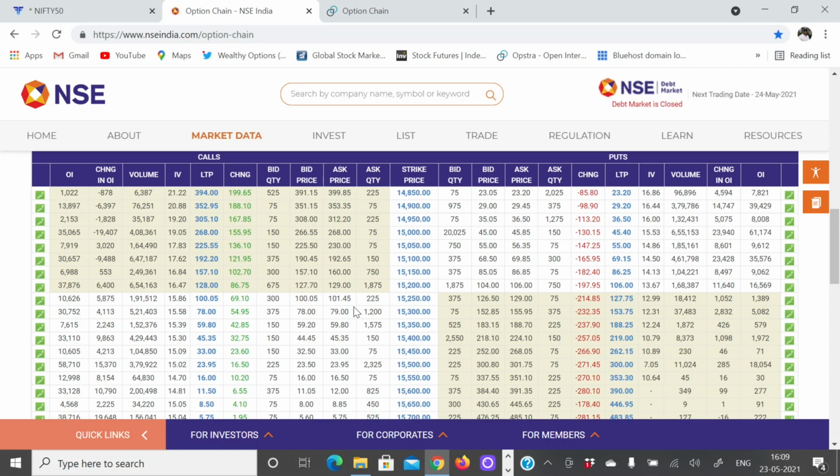Obviously, Nifty is trading at 15,175. So the options which are very close to the spot, these strikes which are very close to the spot, we can call them at the money options. For example, 15,200 is very close to 15,175. So we can consider this as an at the money option.